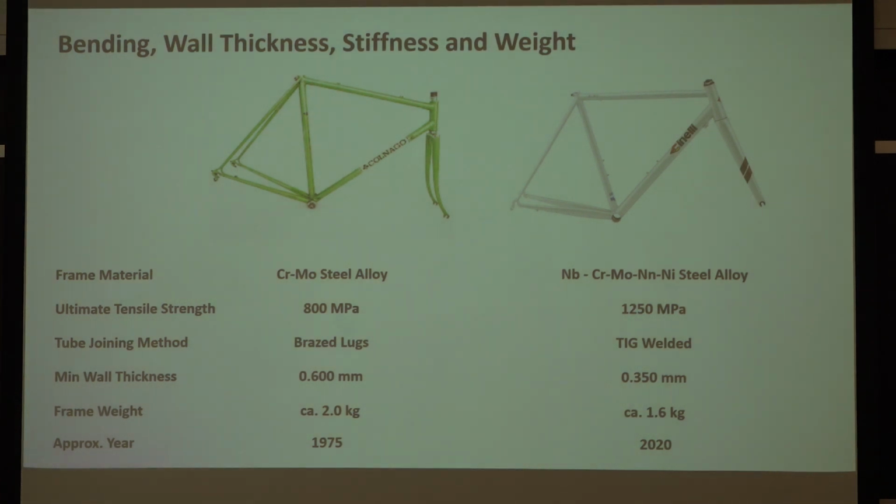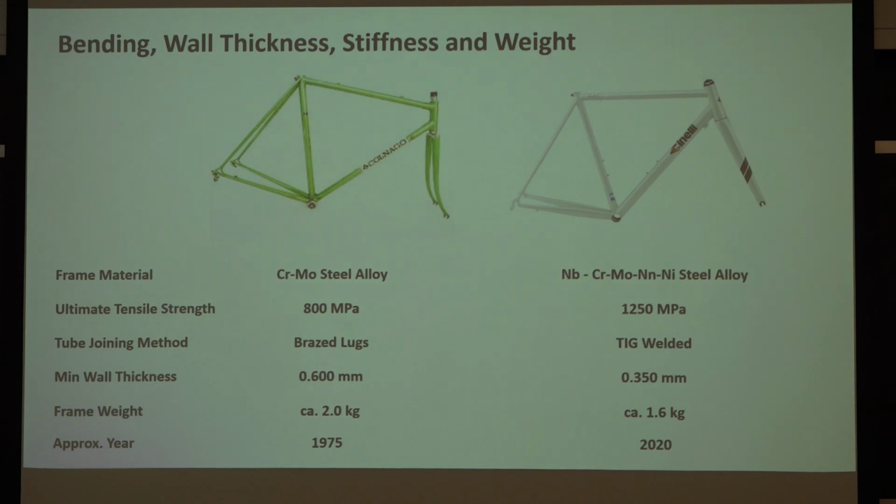The ultimate tensile strength of the steel used in that material is 800 megapascals. It's put together using brazed lugs. The minimum thickness of the wall in these tubes is about 600 microns, so 0.6 millimeters. This frame, not including the fork, weighs about 2 kilograms.